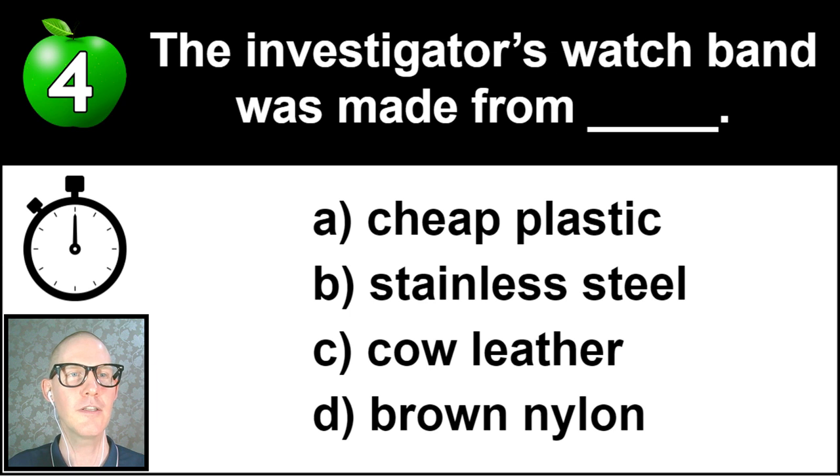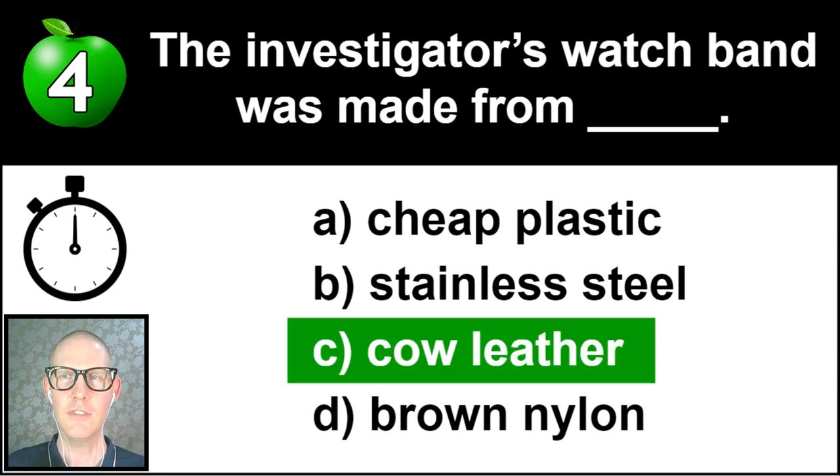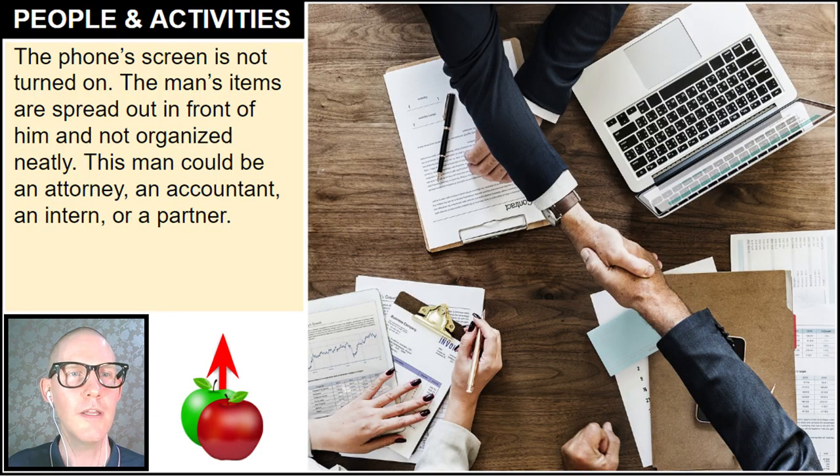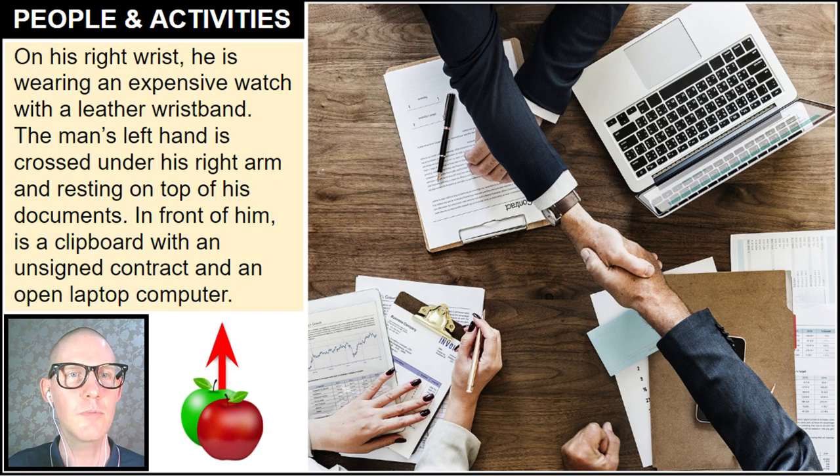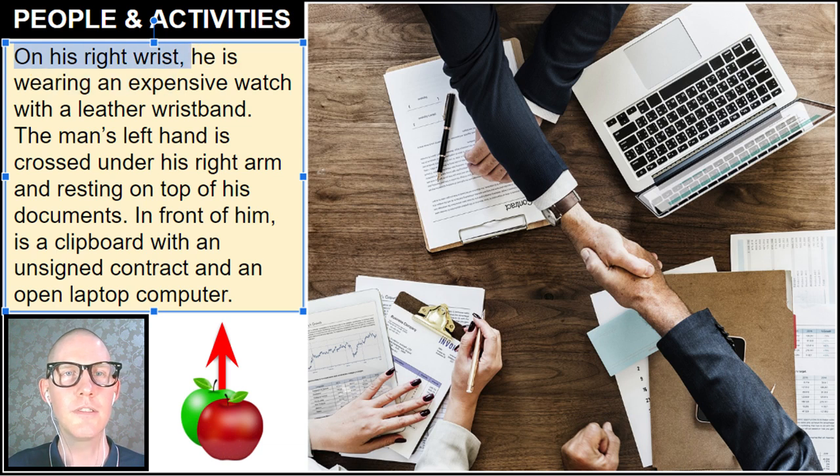Okay, so let's take a look. The investigator's watch band was made from C. Cow leather. It's the only one that fits. And let's see if we can find it. Back in the people and activities. It was the last guy with the expensive watch. There it is. On his right wrist, he is wearing an expensive watch with a leather wristband.